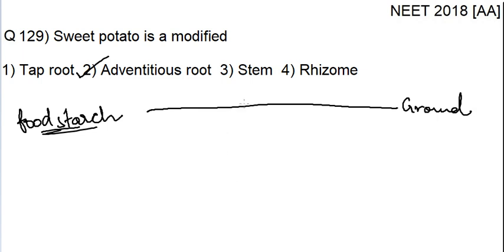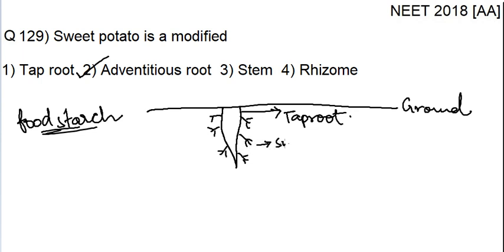You have a bulged root like this, and you have small roots coming from the main root. The main root is known as the taproot, and the small roots coming out of the taproot are small branches. There are small roots that arise from the main taproot. So this type of system is known as the taproot system.